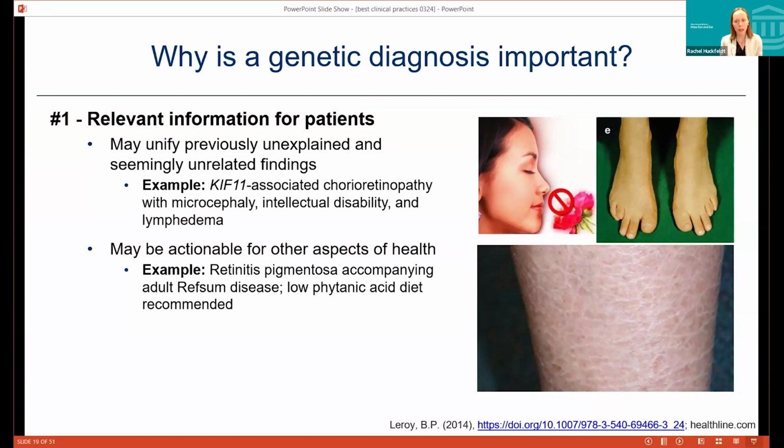Retinitis pigmentosa accompanied with lack of smell, abnormalities of the metatarsals as shown in the picture on the right, and dry skin or ichthyosis, as well as other systemic findings, comprise the syndrome of Refsum disease, in which there's a specific mutation in an enzyme that causes abnormal amino acid metabolism. And it's a condition where once we recognize it, we advise a low phytanic acid diet in the thought that it will impact the progression of disease. So that's an actionable genetic diagnosis.